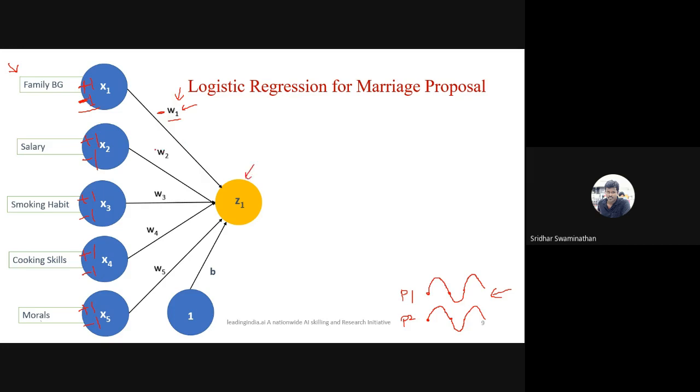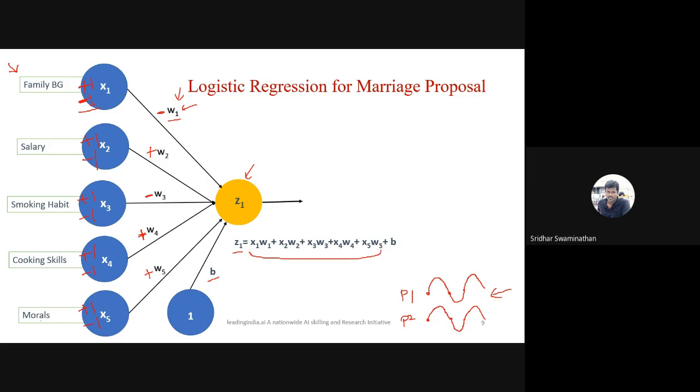Okay, so salary: if he wants a girl with a salary, then it will be positive, and for a girl who is smoking, he will give a negative weightage, and for cooking he will give positive. Sometimes people are foodies, they'll give a positive weightage for cooking skill, and then morals they'll give a positive, and bias will be there. And here the W will be multiplied with all your x's, and you compute the z value. z is equal to W transpose x plus b.